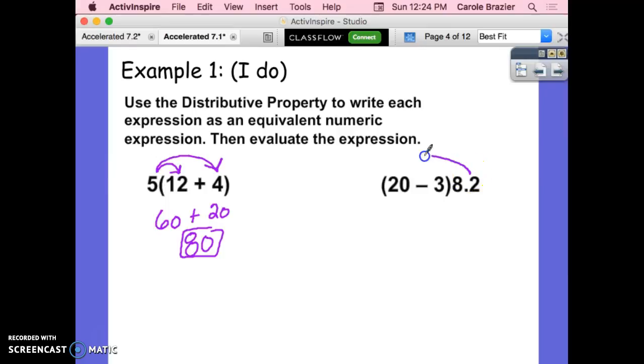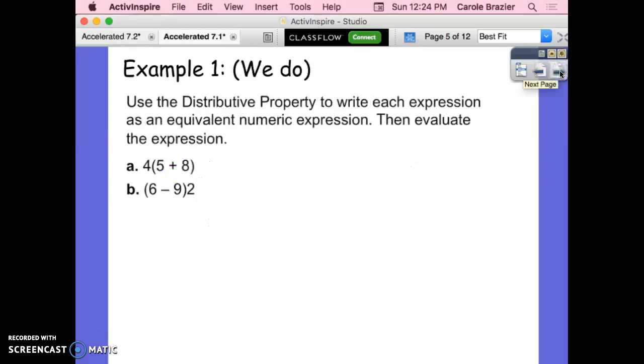Okay, so again, I'm going to take this outside number and multiply it by everything on the inside. So 8.2 times 20 gives me 164. And then 8.2 times a negative 3 gives me a negative 24.6. So really I'm going to end up subtracting and you would be left with 139.4. Okay, so I would like you to pause the video, try these two, see how you do, and then when you come back, I will give you the answers.